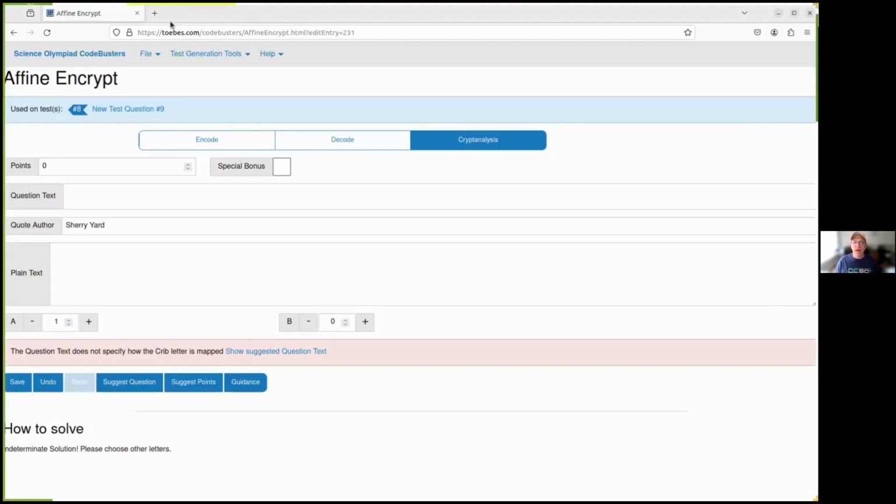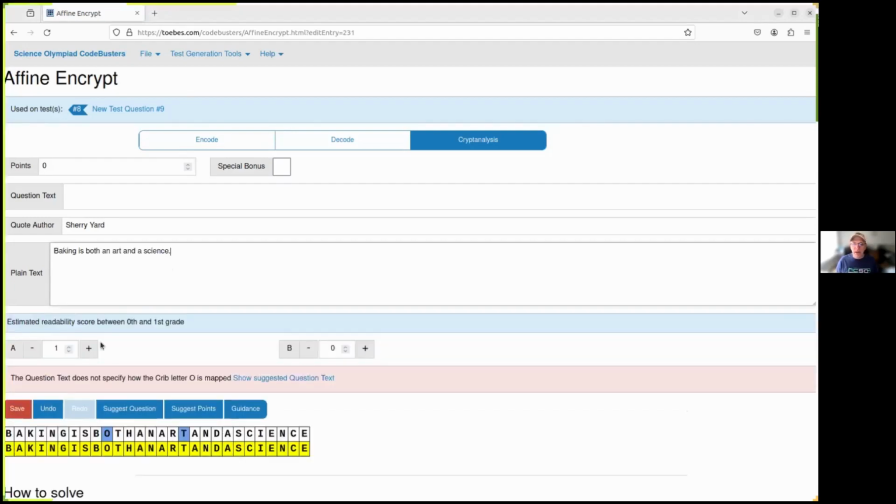Let's walk through creating an affine cryptanalysis cipher. The affine cipher is one where the simple calculator comes in handy because of the calculations necessary to solve it. A good quote length for the affine is about 25 characters. I've got one here from Sherry Yard.